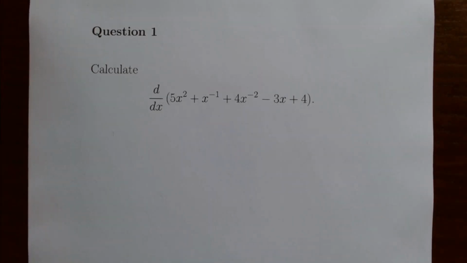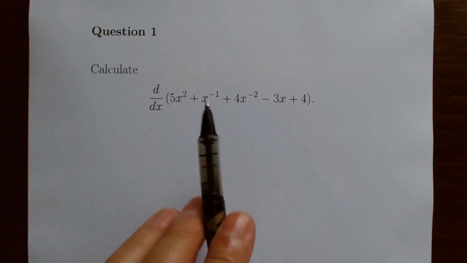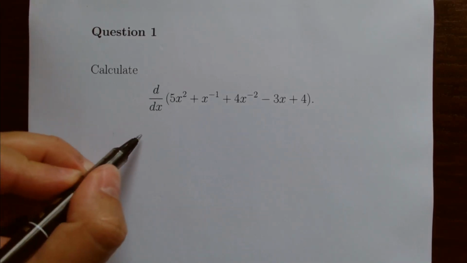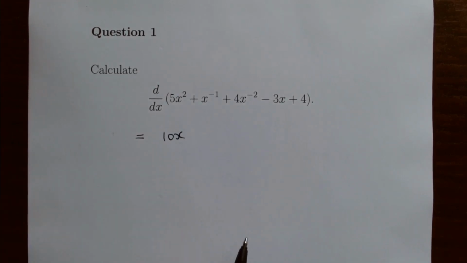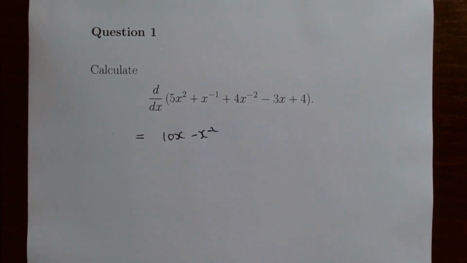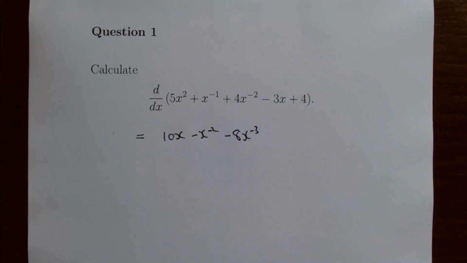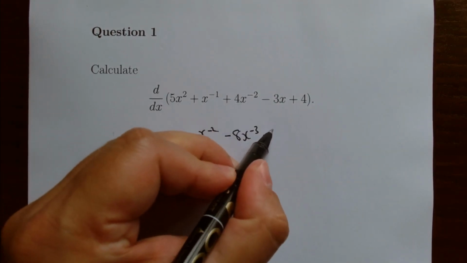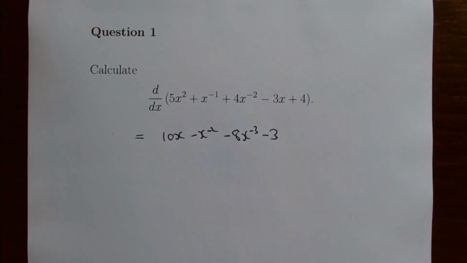Okay, question number 1. We need to differentiate this expression here, and we can begin term by term. That gives us 10x minus x to the minus 2 minus 8x to the minus 3. The linear term becomes minus 3 and the constant term becomes 0.